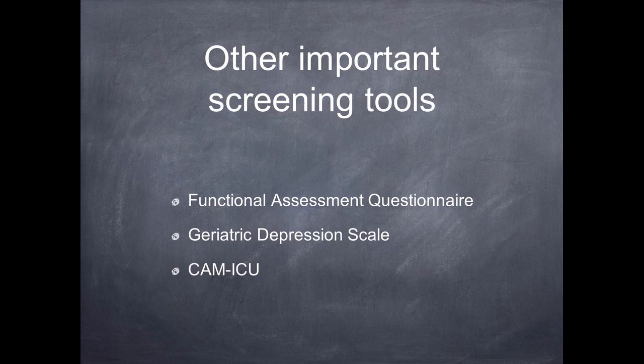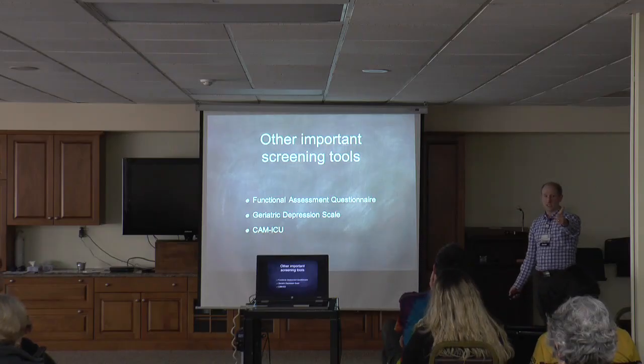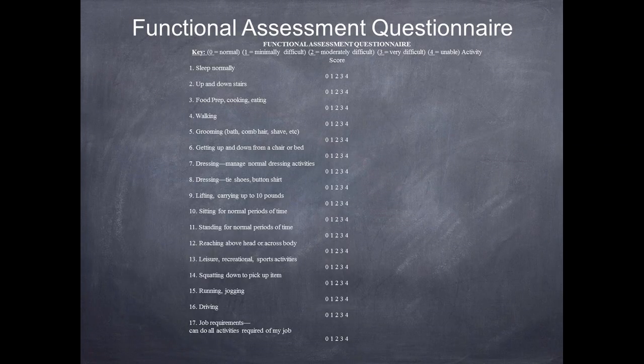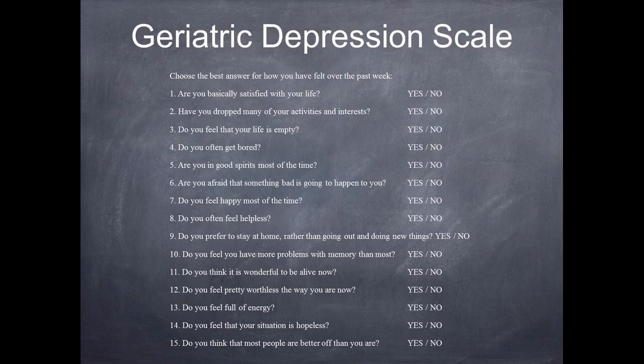Other things, so as you think about dementia, you want to make sure you're not missing other things. Depression can present as dementia. Delirium can present as dementia. And so you want to do ADL assessment. Like I said, I keep hammering home on that: function, function, function. So where are they functioning? And then doing some sort of a depression scale. So I like the geriatric depression scale.